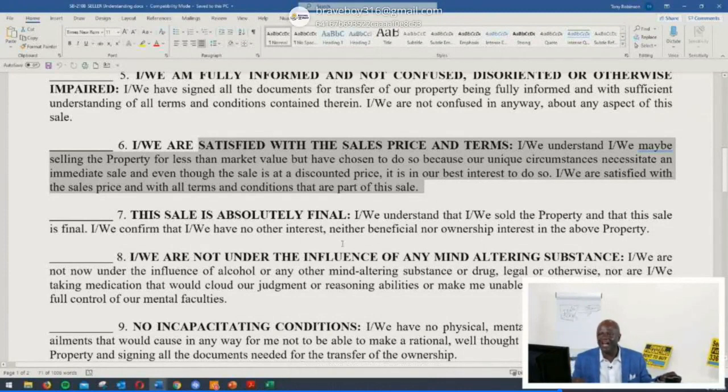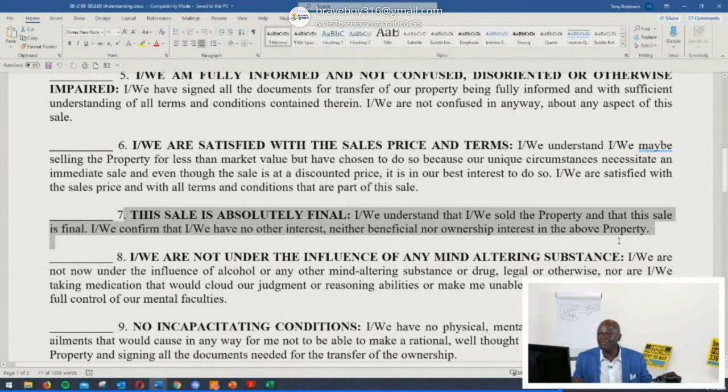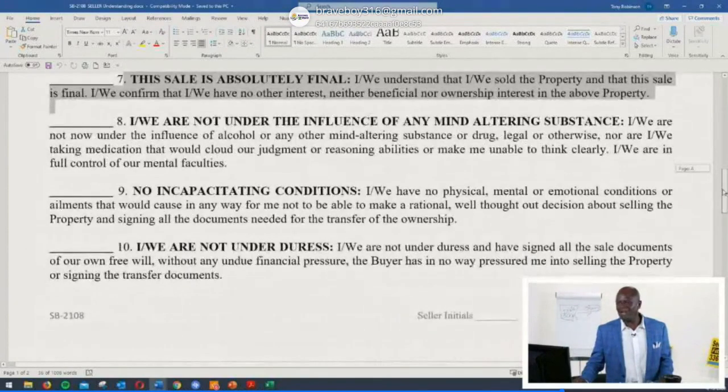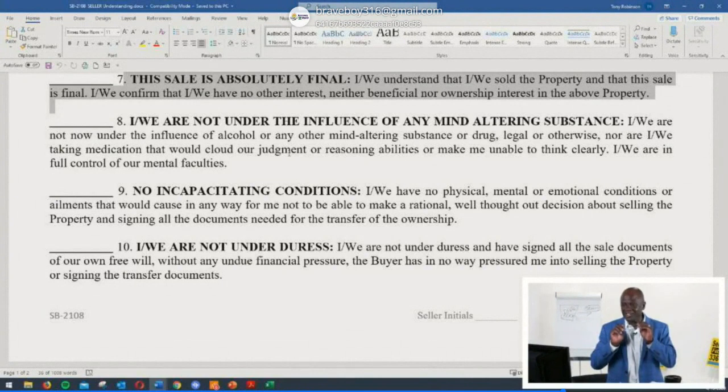And we're satisfied. It says that they understand that this sale is absolutely final and that they have no interest, either beneficial or otherwise, in the ownership of the property. All right. Paragraph 8, it says we are not under the influence of any mind-altering substances. So we're not drunk, high, crazy, or anything else. We know what we're doing.